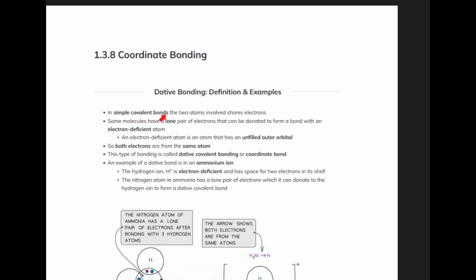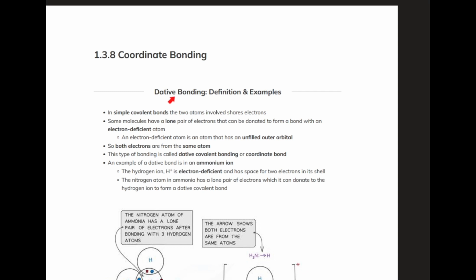In simple covalent bonds, the two atoms involved share electrons. Sharing electrons is a fair deal. So if one atom contributes 1, the other atom has to contribute 1 also. If one atom contributes 2, the other atom contributes 2 electrons. So it's a fair deal. Coordinate bonding or dative bonding, they are not fair.